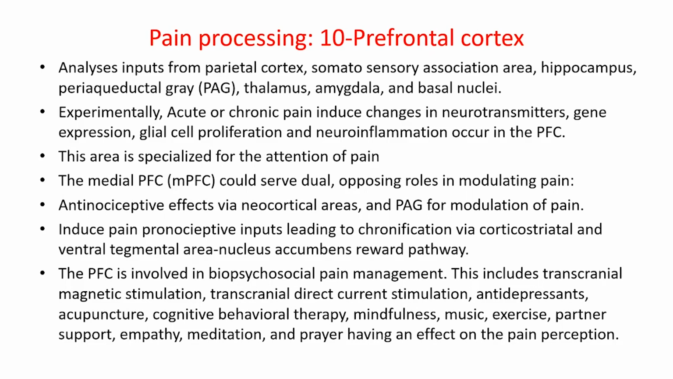There are two aspects, or dual aspects, in the medial prefrontal cortex. Each is opposing: one is anti-nociceptive, one is pro-nociceptive. The anti-nociceptive effects are modulated via the neocortical areas, reach the periaqueductal gray and modulate the pain. That means that it will stimulate the periaqueductal gray matter to release the endogenous opiates to suppress the pain.